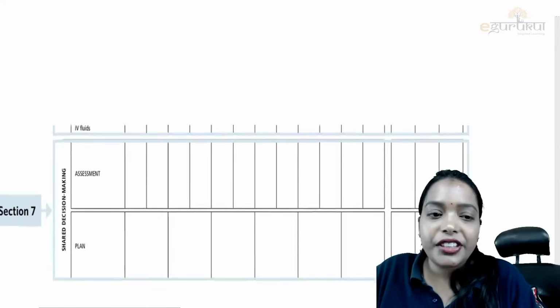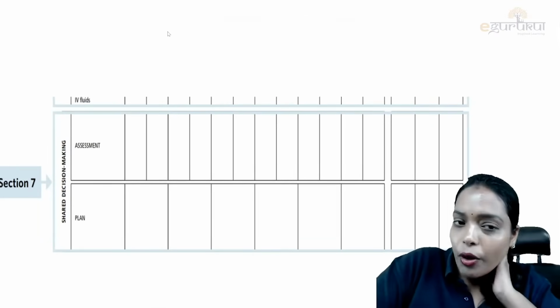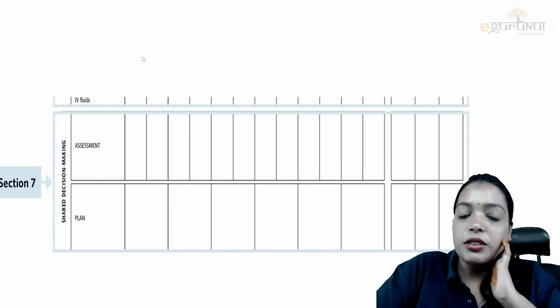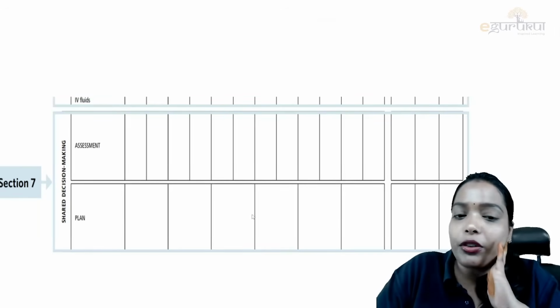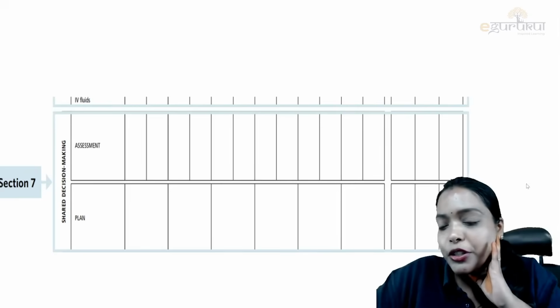So after everything, in section 7, you have to assess. You have to write the assessment: what was happening, whether it's going wrong or correct, whether it is normal progress or whatever it is. You write the assessment, and then you write the plan which you want to follow. Right? So this is regarding the WHO labor care guide.